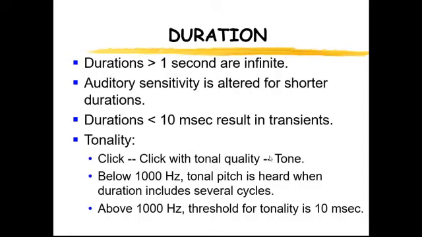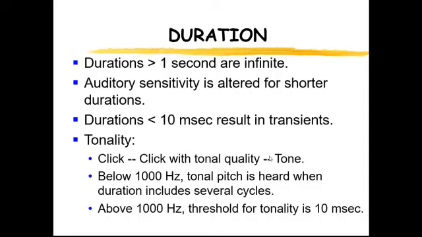Durations shorter than about 10 milliseconds result in transience. So there's really no tonality to the sound once it gets shorter than about 10 milliseconds. But looking at tonality itself, we go from a click to a click with a tonal quality to a tone. So we talked first about clicks, and that's shorter than about 10 milliseconds.